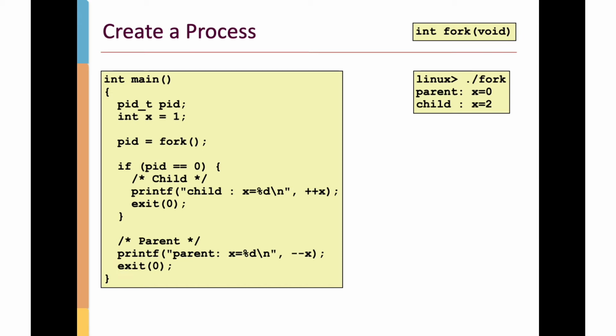If we compile this program down and call it fork, and run it at our command prompt, we'll see these two lines come out. Parent x equals 0, because it decremented the value of x, and child x equals 2, because it incremented the value of x.